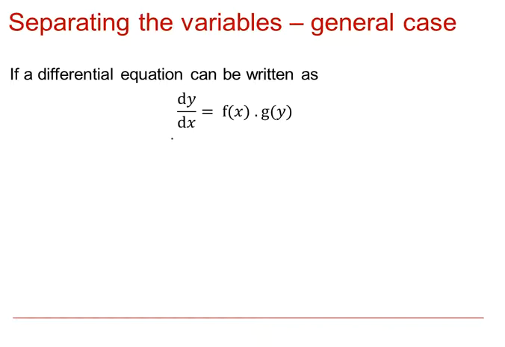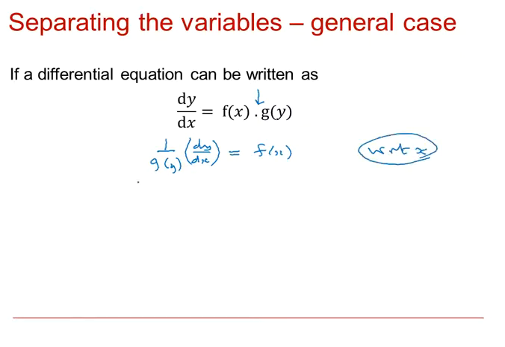So in the general case, once we've got it in the correct form as a product of two functions, here f of x times g of y, we need to divide by the function of y. I'm just going to bracket the dy by dx just to keep things neat and organized, equals the function of x. If we now integrate both sides with respect to x, this could be written as the integral of 1 over g of y dy by dx with respect to x is the integral of f of x with respect to x.